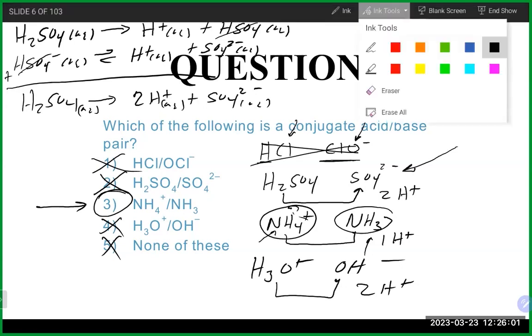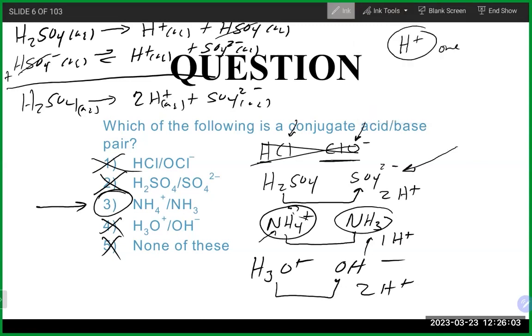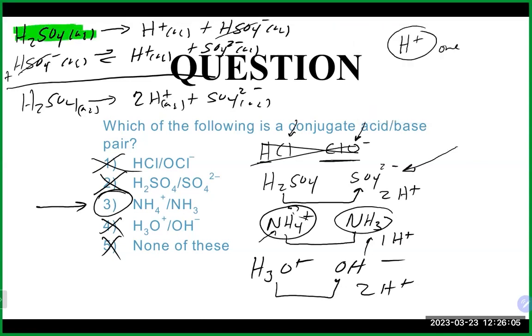That is why when we look at something like this guy and this guy, are they partners? They are partners. The only difference between them is 1 H plus. So if you put the H back on the guy on the right, you get 2 H's. Plus 1 and minus 1 gives you 0, which gives you the guy on the left. So those guys are partners.